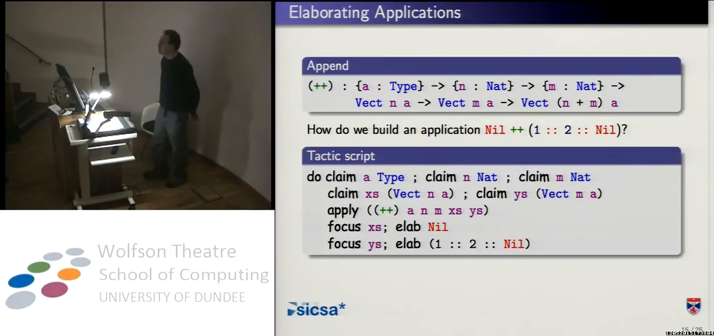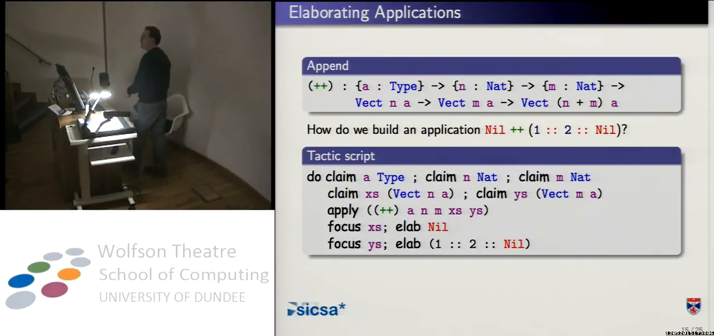Then I'll focus on the two subterms that I do know about. I know what X is going to be, it's nil. I know what Y is going to be, 4 comes 2 comes nil. I'll focus on these two things and elaborate them recursively, cross my fingers, and hope that that has given the system enough information to infer the other arguments, through unification, filling out what those other arguments are.